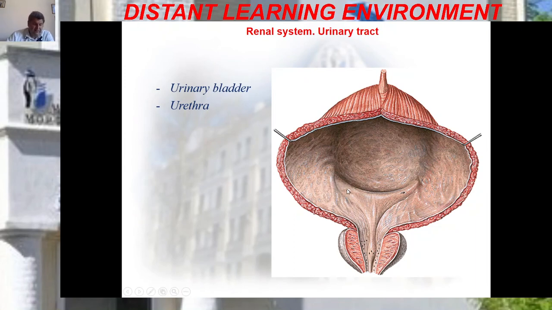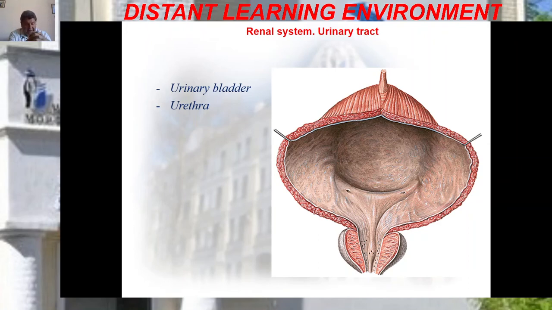The inner surface of the bladder is lined with a mucous coat which forms folds. You may see little folds in the bladder, which form, as I told you, in an empty bladder due to the presence of a rather well developed submucous coat. These folds disappear when the bladder is distended.